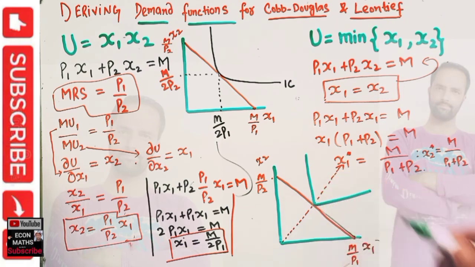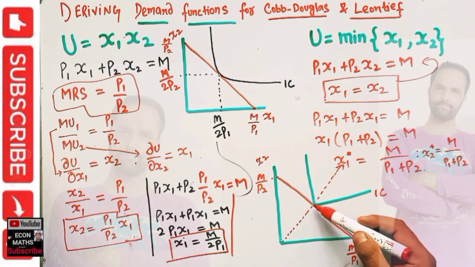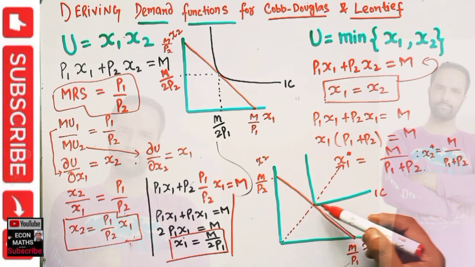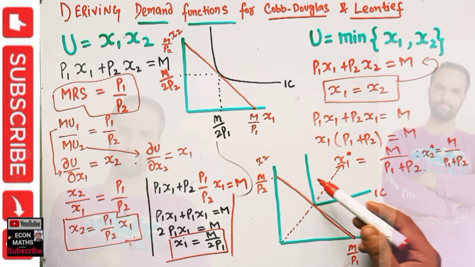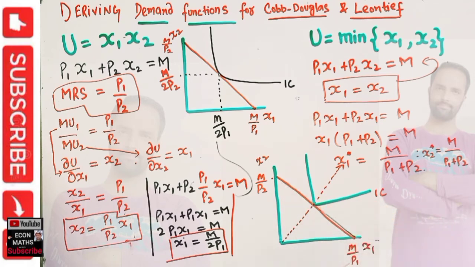So at equilibrium, this is our indifference curve. Our indifference curve will meet the budget line at its kink. That means the corner of the indifference curve will touch the budget line in the case of a perfect complementary utility function when we try to maximize it.